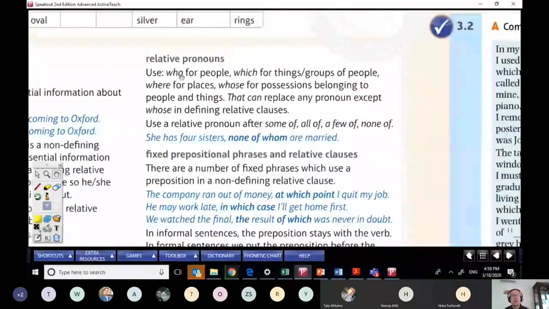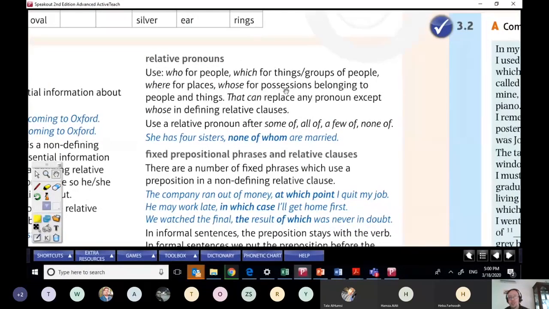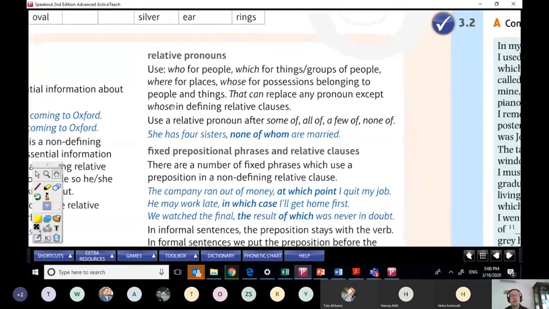Okay, relative pronouns: we use who for people, which for things or groups of people, where for places, whose for possessions, so it belongs to that person, and that we can use for any of the pronouns, except there's no way you can use that to replace whose. That's the only one that's impossible to replace with that.